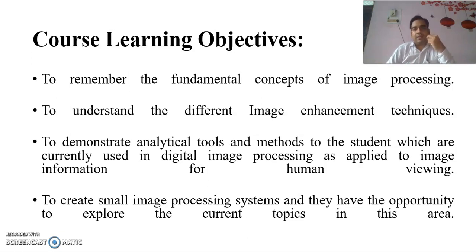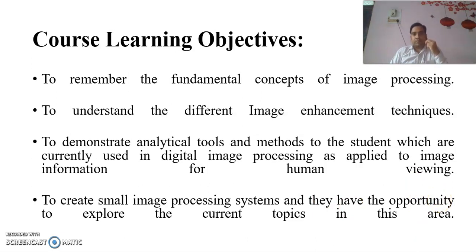Then the second objective is the various image enhancement techniques. Enhancement techniques means that somehow we are getting some very poor images and we want very sharp or intense details from those images. So how can we enhance? How can we recover those details, that information from the poor images, or the desired content from the images? So this will be the second course objective.